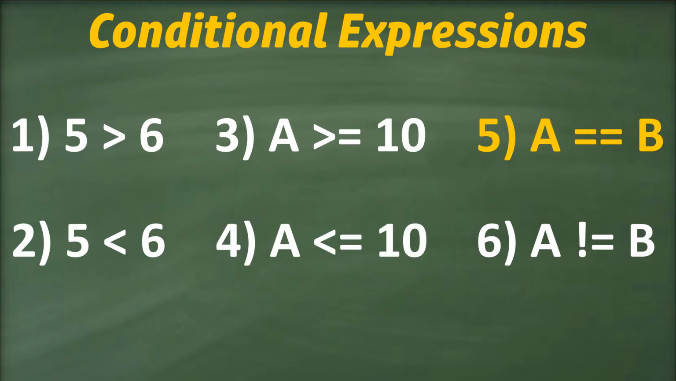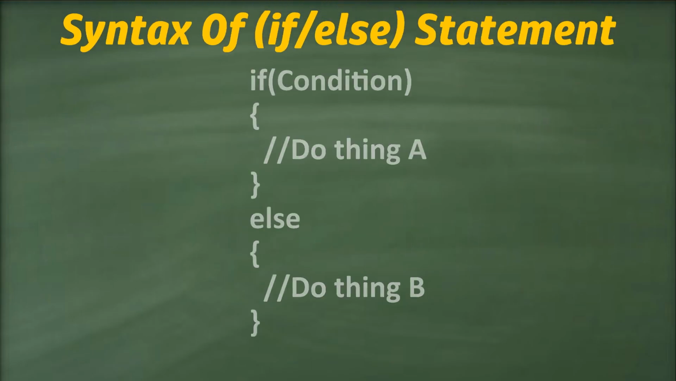The next condition checks whether variable a is equal to variable b. If both variables have the same value, this condition is true, otherwise it is false. The last condition checks whether the variable a is not equal to variable b. If both variables have different values, then this condition is true, otherwise it is false. Now that we have seen how conditions are written, let's move on to the syntax of the if-else conditional statements.